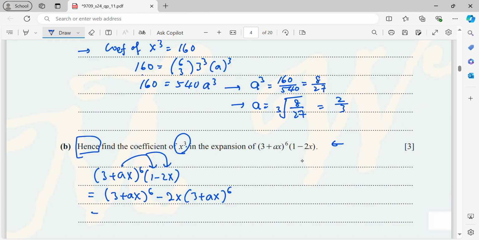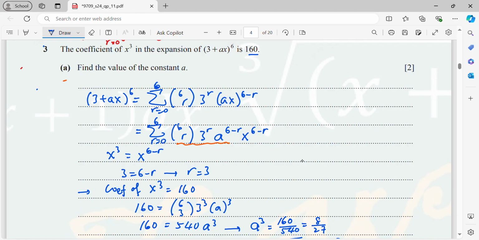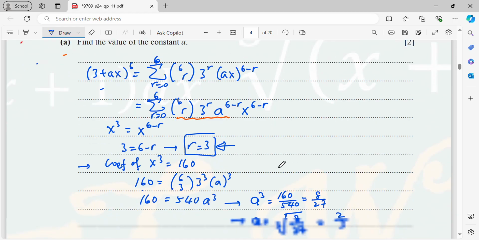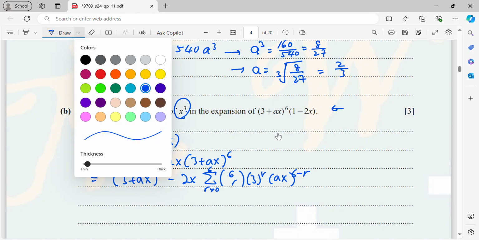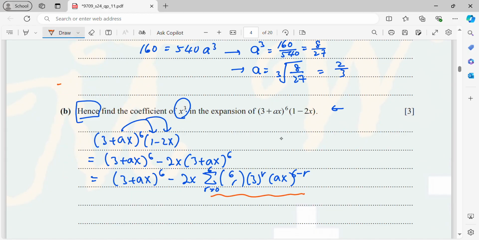Okay, so which means now here I just need to simplify the second expression. So again here I split 6Cr, then 3^r (ax)^(6 minus r), so your r start from 0 until 6. Now remember, just now, when only (3 plus ax)^6, my r is 3. Okay, which is here. So the first one, r equals 3, which is 160. And for the second expression, this is actually same as just now. It's just that now here you have x to the degree 1.